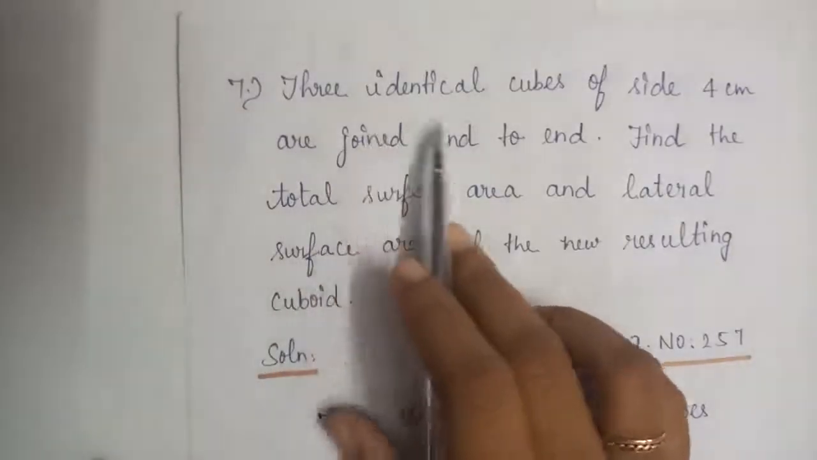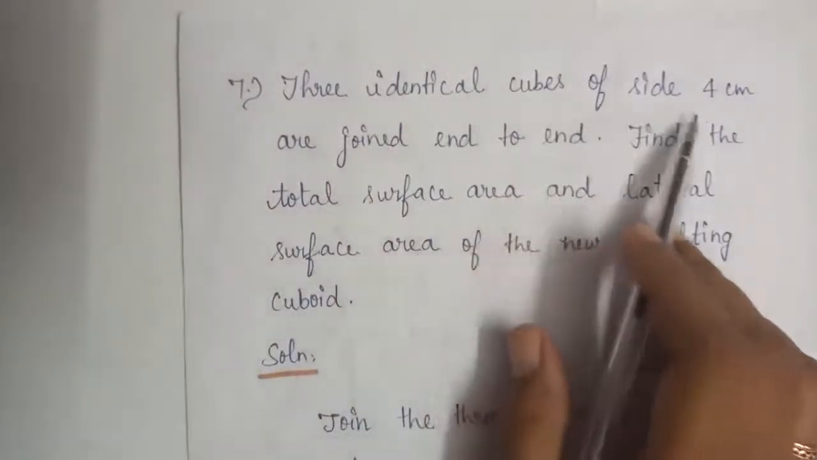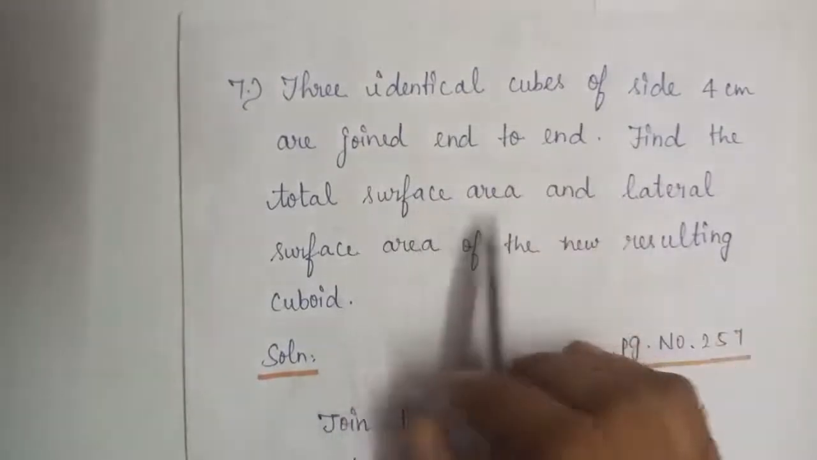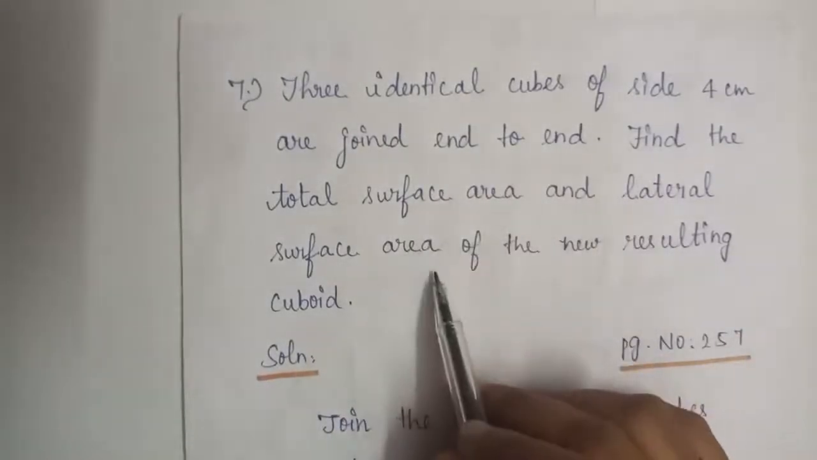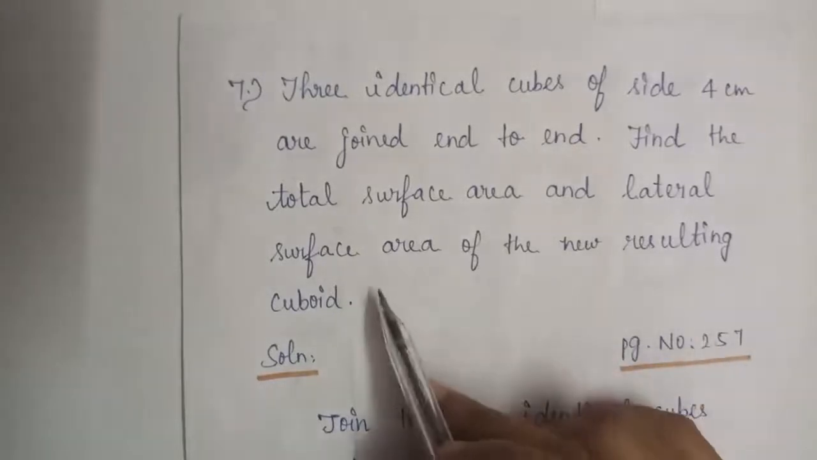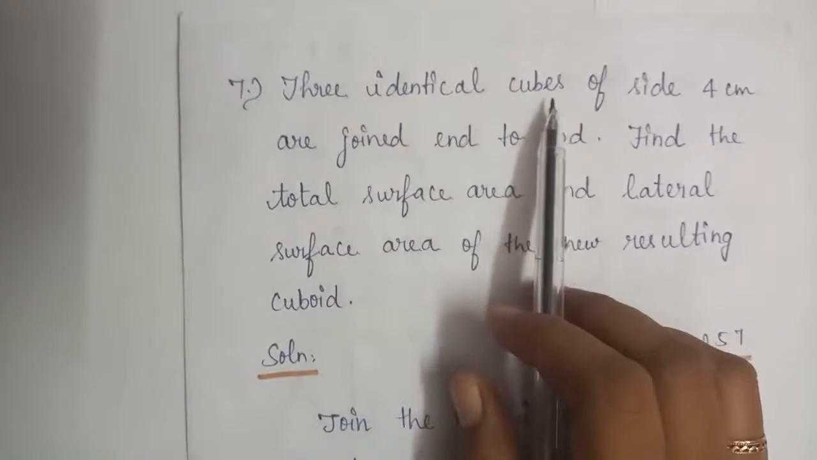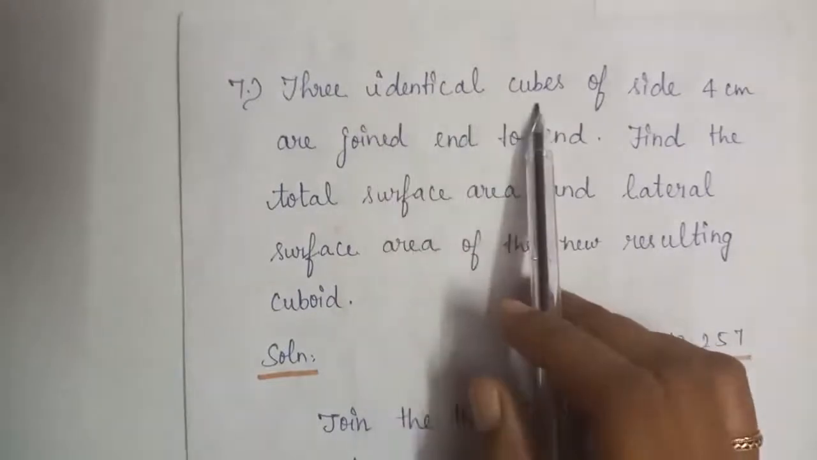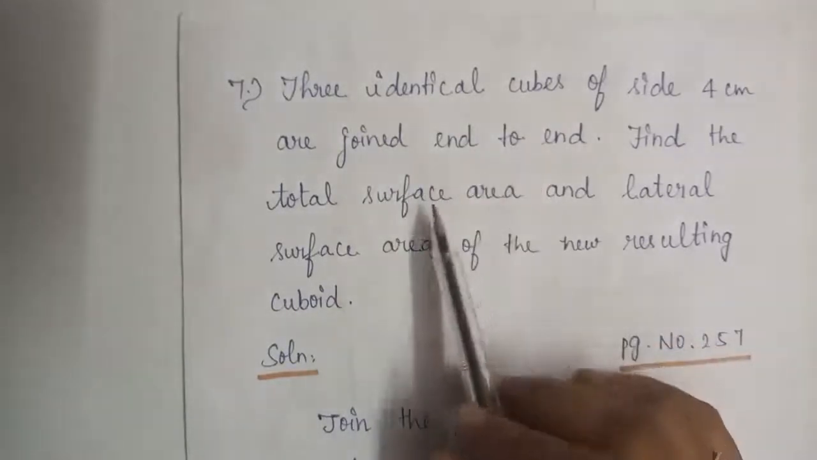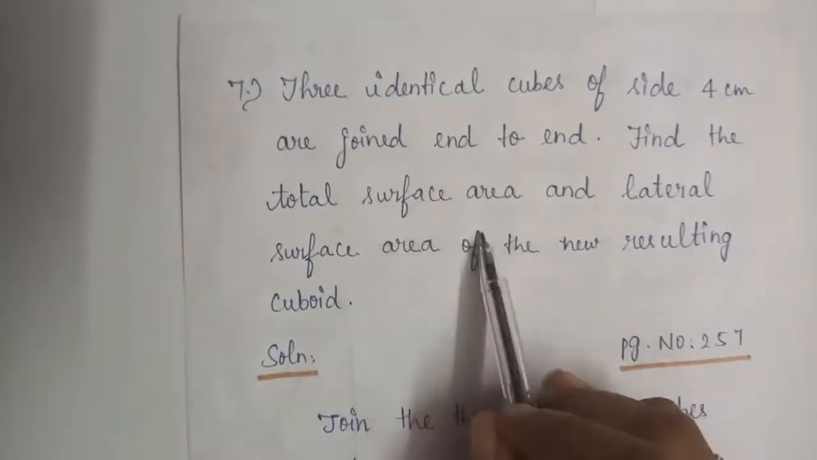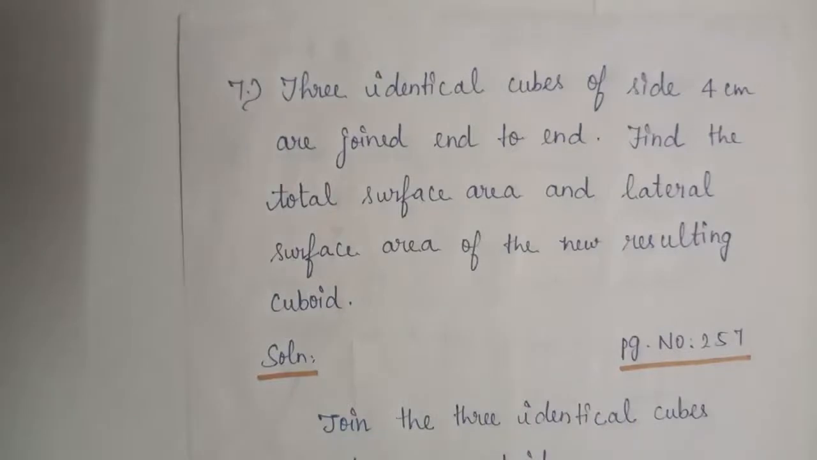Problem number 7. 3 identical cubes of side 4 cm are joined end to end. Find the total surface area and lateral surface area of the new resulting cuboid. So 3 identical cubes. In the example, we saw 2 identical cubes. Here we see 3 identical cubes are joined together to form a cuboid. So you have to find the lateral surface area and total surface area of the new resulting cuboid.